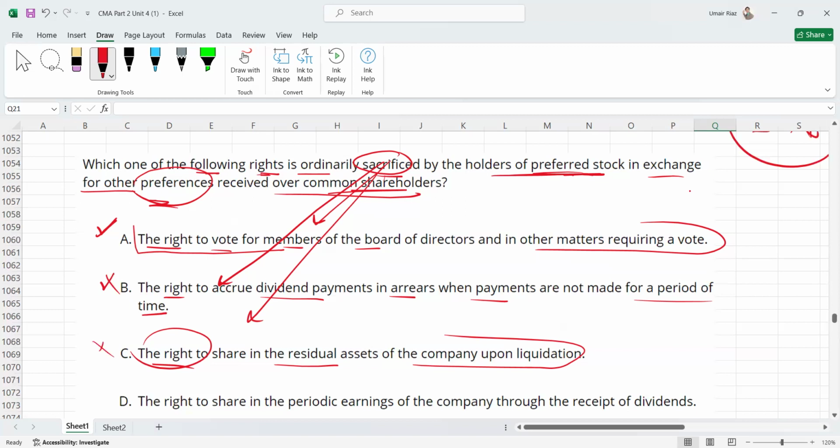Then the right to share in periodic earnings of the company through receipts of dividend. Actually, point D, they're saying the right to share in periodic earnings of the company through the receipts of dividend. Yes, we receive a dividend, right? Because preferred stockholders receive their dividends before the common stockholders receive theirs. So that is why this right you also have. You sacrifice only voting rights. So this is the answer of the question.